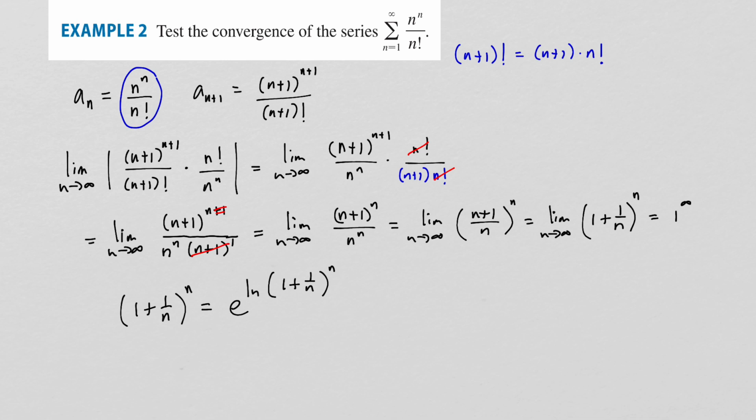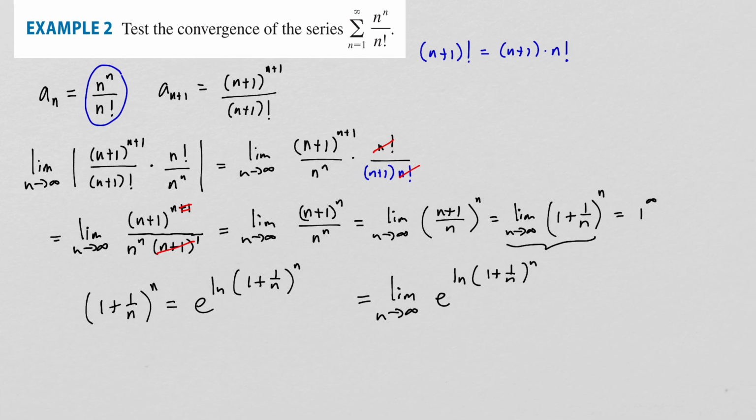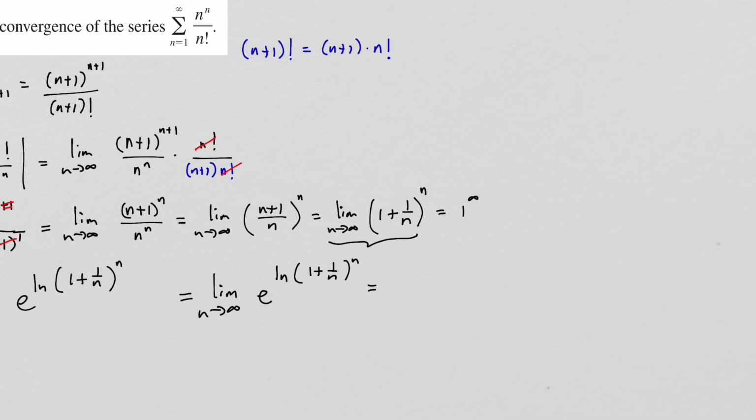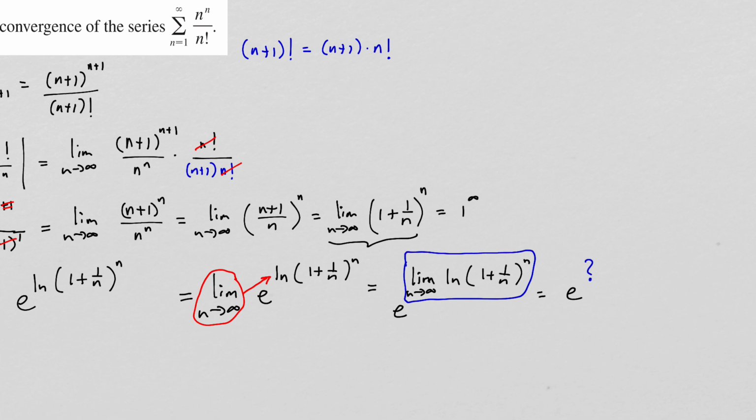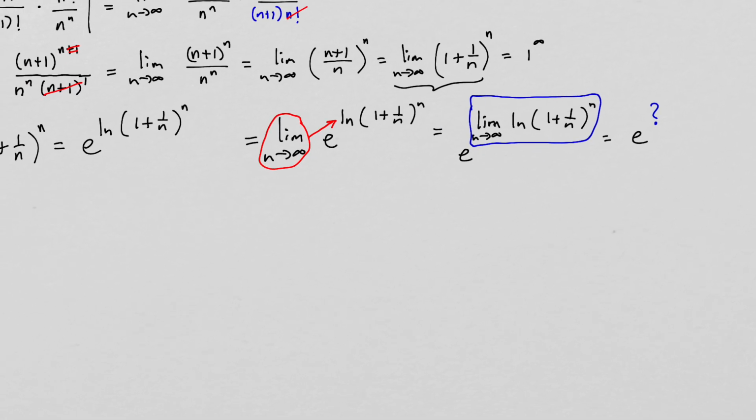So I will remind you that (1 + 1/n)^n is equal to e to the natural log of that expression. And so when we take the limit as n goes to infinity of this, that is the same as taking the limit of e to the natural log of (1 + 1/n)^n. Now what I can do is bring the limit inside of the exponential function and apply it to the natural log. So this becomes e to the limit as n goes to infinity of the natural log of (1 + 1/n)^n. And so our answer here is going to be e to the power of whatever we get for this limit. And so now we're just going to focus the rest of our time on calculating this limit.